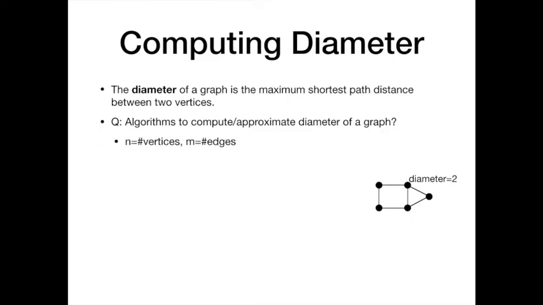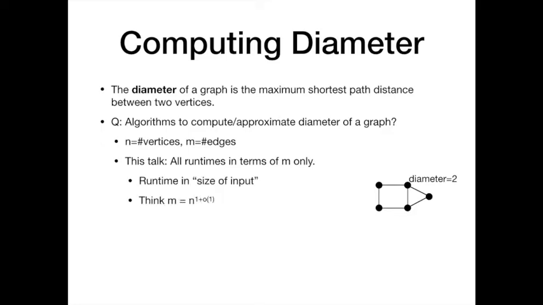We'll use standard graph algorithm notation where n is the number of vertices, m is the number of edges. And today, all of our runtimes are only going to be in terms of m, the number of edges. You can think of this as dealing with runtimes in the size of the input, or working with sparse graphs, so the number of edges is near linear in the number of vertices.